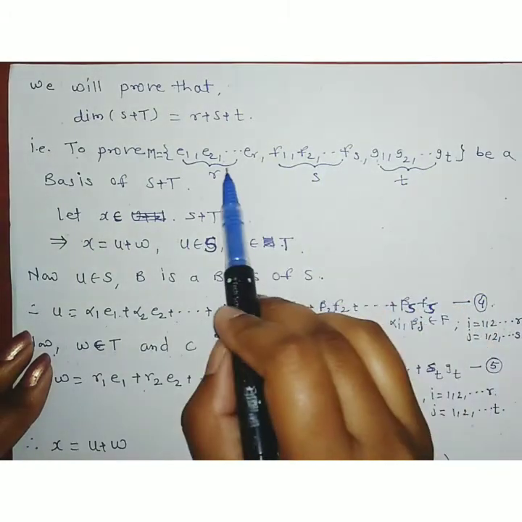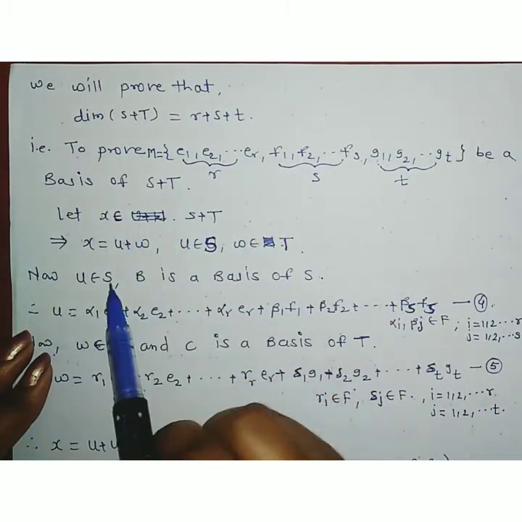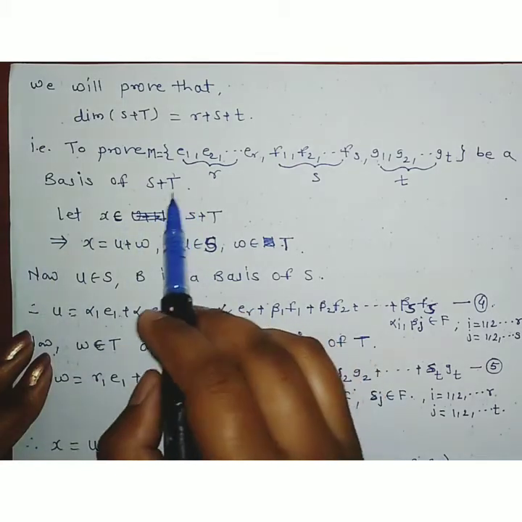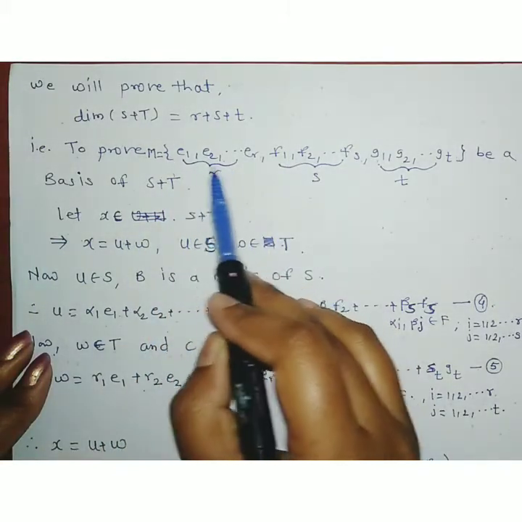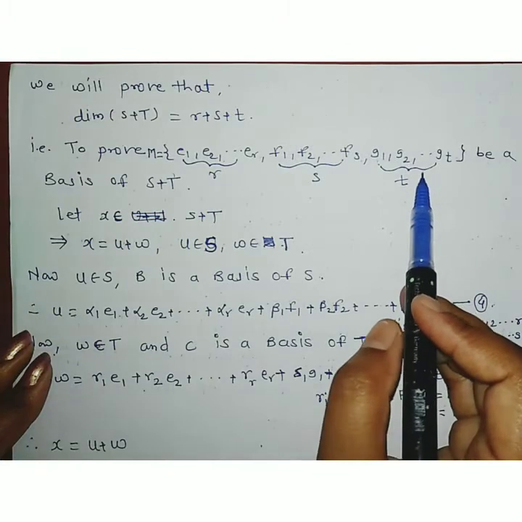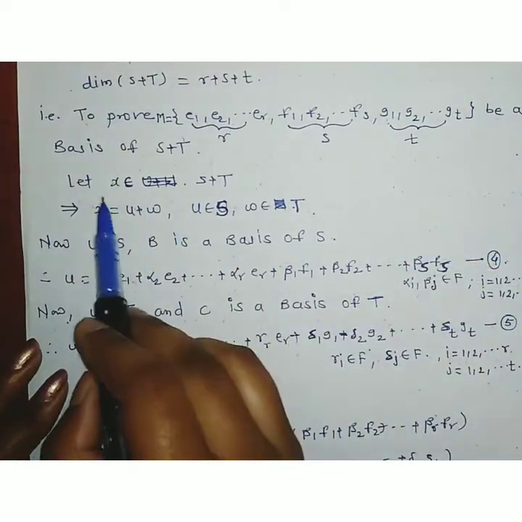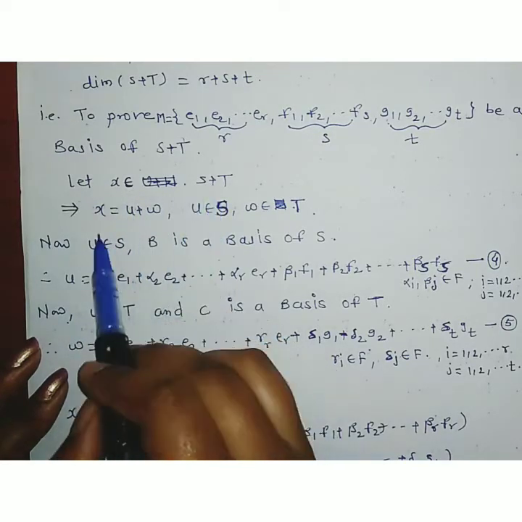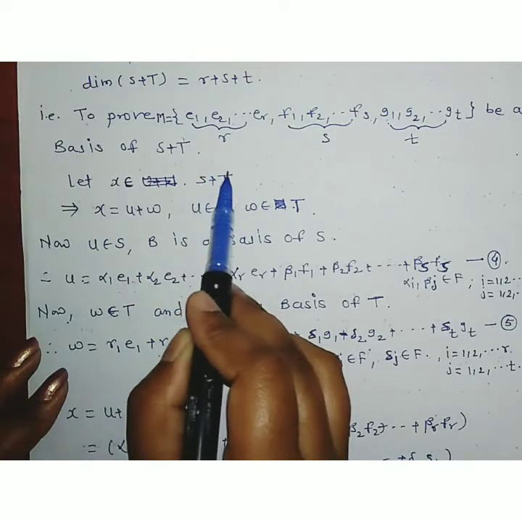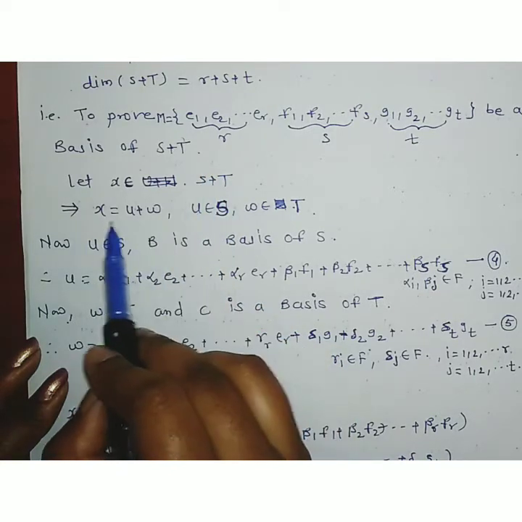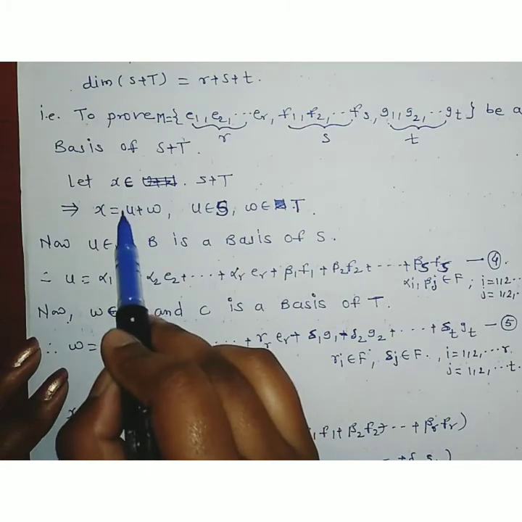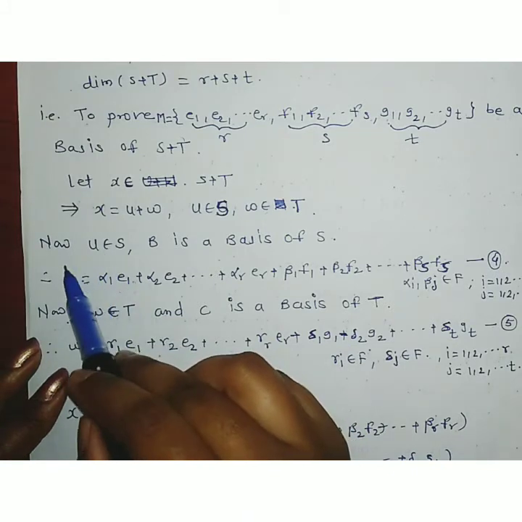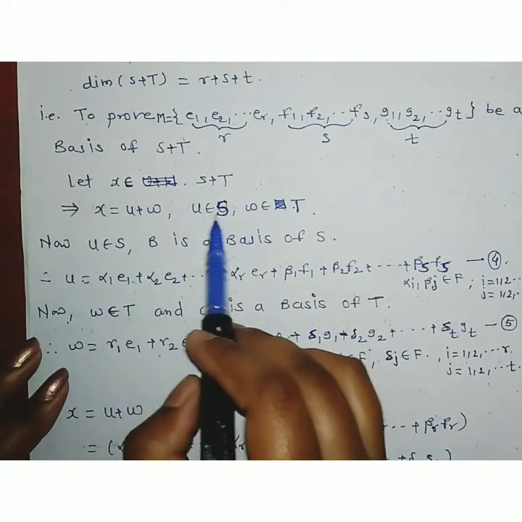For showing this set spans S plus T, we take an arbitrary element of S plus T and show that it can be written as a linear combination of these vectors. So let x belong to S plus T, an arbitrary element. We know that the elements of S plus T look like x equal to u plus w, where u belongs to S and w belongs to T. Now u belongs to S.